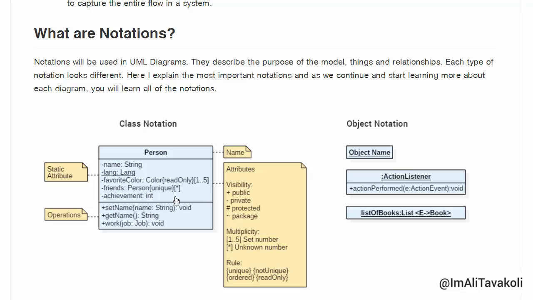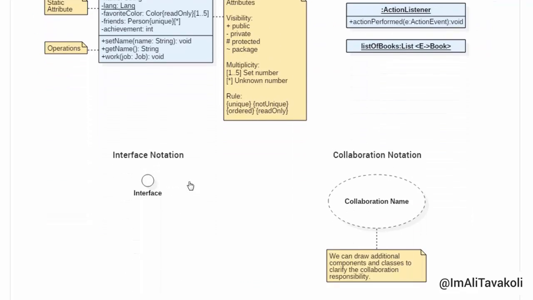That is all there is to it about the class notation. Let's take a look at the object notation. Object notations are like this, and we can also show them like this, and we can show any operation or attribute that we think is important in our diagram, so we can write it down like this. Interface notation is like this. Collaboration notation is like this.